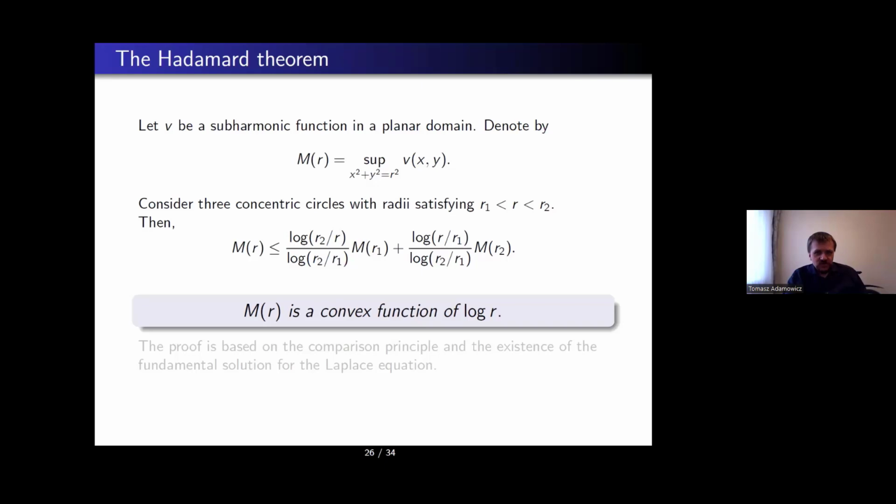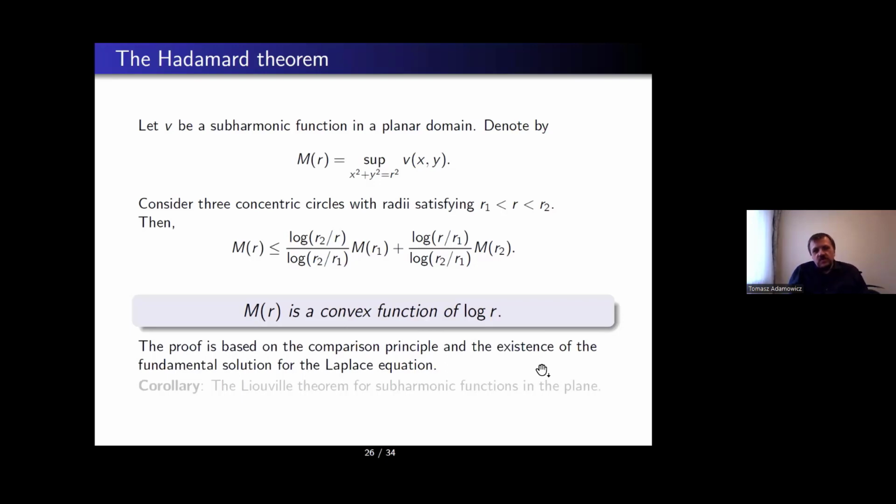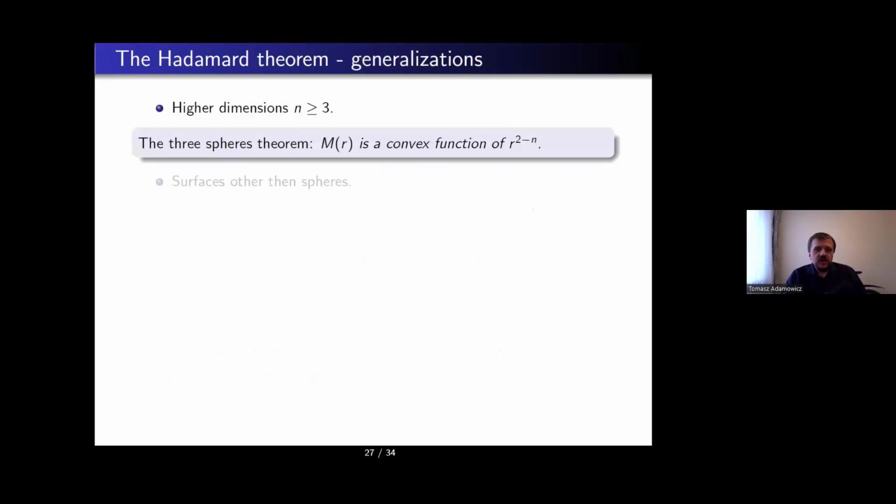And one of the reasons for this is that the proof is quite straightforward. It relies on the comparison principle for harmonic functions and the formula for the fundamental solution for the Laplace equation in the plane. Nevertheless, the corollaries of this theorem enclose the Liouville theorem for subharmonic functions in the plane and a number of other observations.